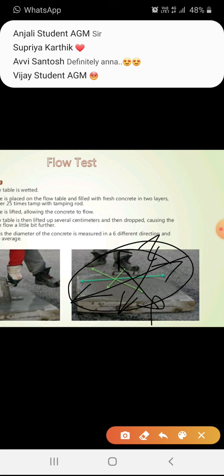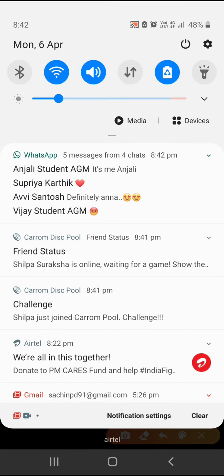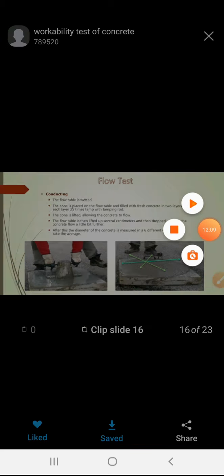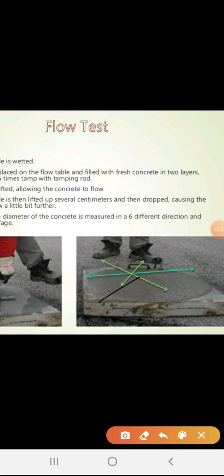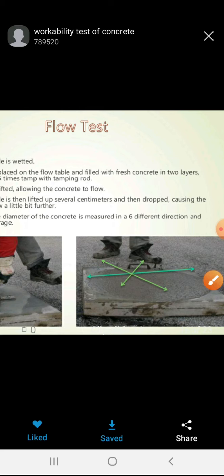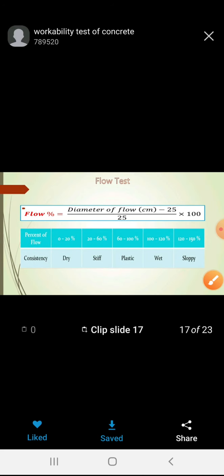We can see here. Now measure the diameter of the concrete in 3 directions, at least 3 to 4 directions. After measuring the diameter of the concrete, we can put it in a table. Later we will show how the flow test can be justified.